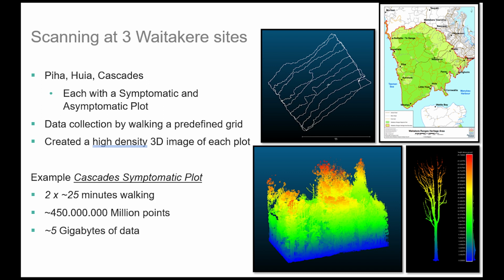On the lower left, you can see a point cloud of a recently conducted scan in the Cascades. And on the lower right, you can see an extracted tree which died due to kauri dieback and shows quite well the loss of foliage in the canopy.